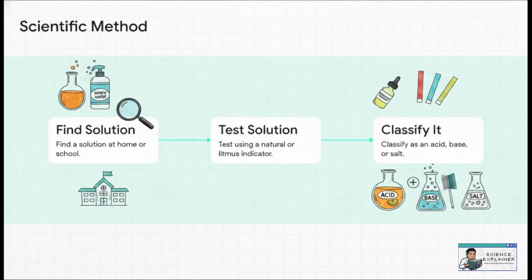To pull this off, you'll use a super straightforward scientific method. Step 1, just find a solution at home or school. Think orange juice or soapy water. Step 2, test it out using a natural or litmus indicator. And Step 3, classify it as an acid, base, or salt. You're basically playing chemical detective, testing real-world solutions to reveal their true nature.